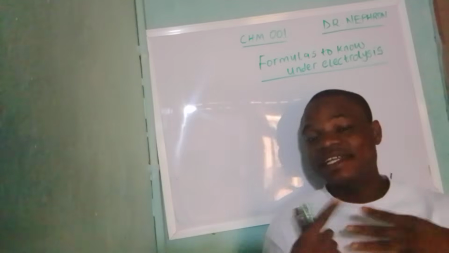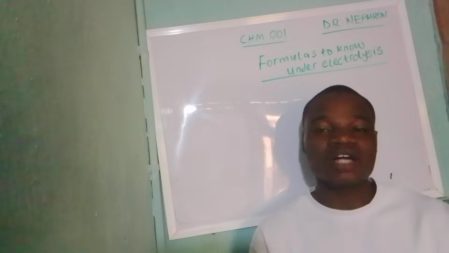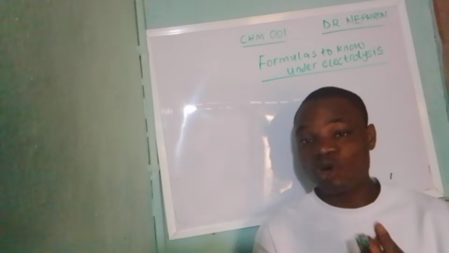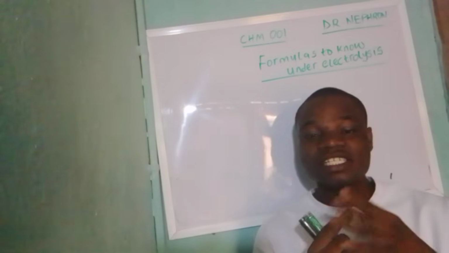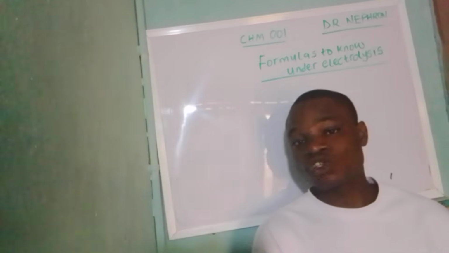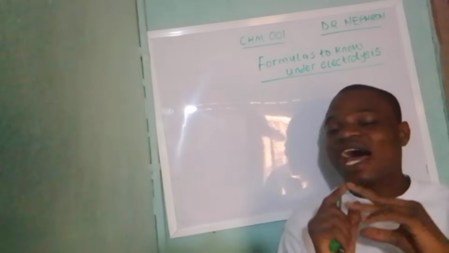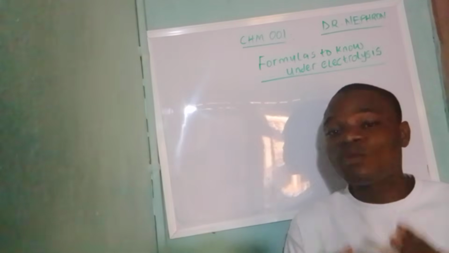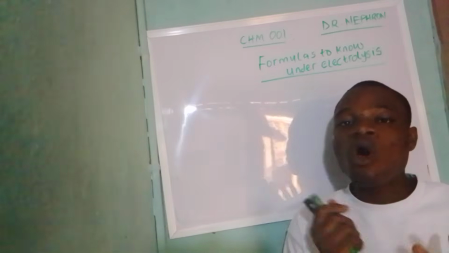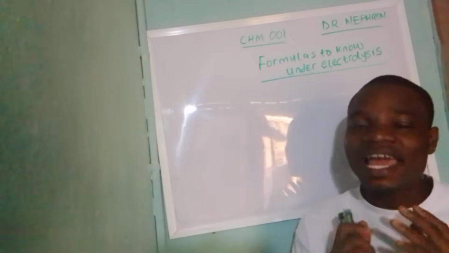For the non-spontaneity of reactions, the condition that has to occur is that delta G must be positive, and if delta G is positive, it also means delta H is positive. But we are not into that. I just wanted you to know the formulas that we have to know under electrolysis.